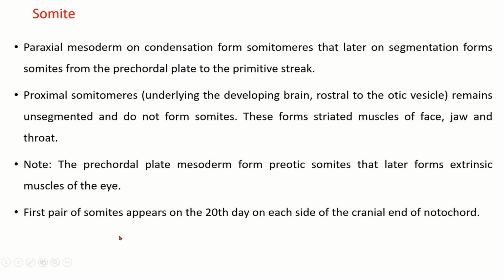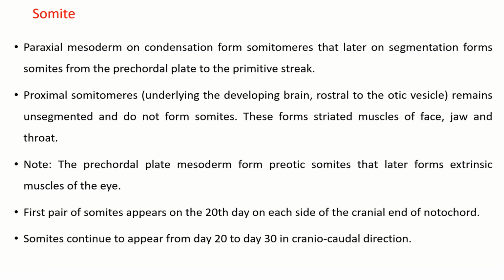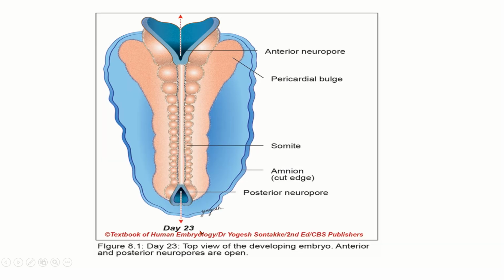So the first pair of somites appears on the 20th day on each side of the cranial end of the notochord. So first appearance is on the 20th day. Somites continue to appear from the 20th day to the 30th day in craniocaudal direction. These are the somites.